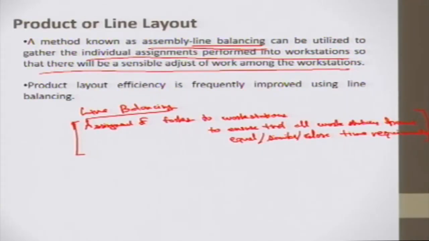So line balancing, the product layout efficiency is frequently improved using line balancing. This minimizes the amount of time that some workstations are idle. Better to say minimize idle time. So this idle time is due to the workpieces which are waiting on parts from an upstream process and to avoid building up an inventory queue in front of downstream process.